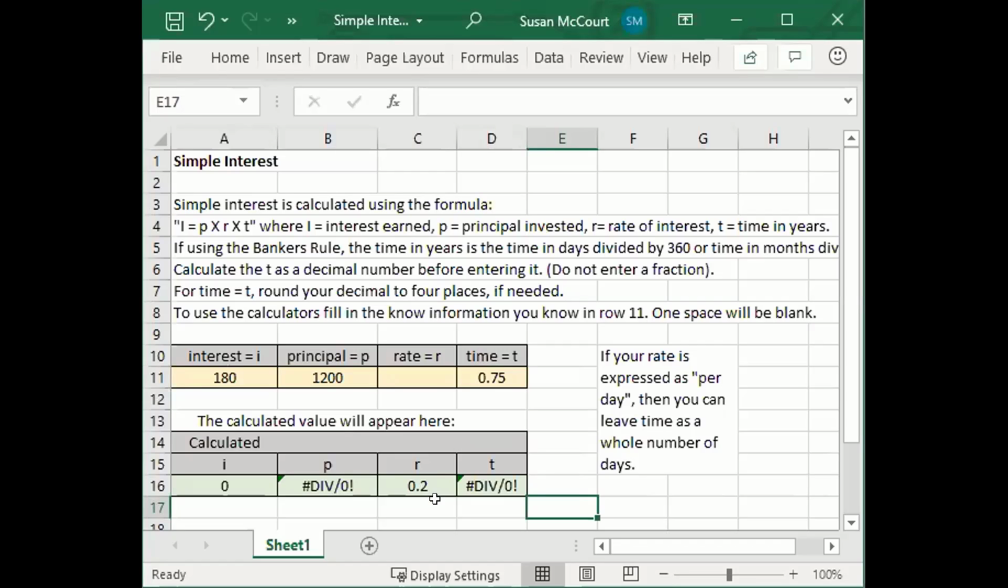So option 1 had an interest rate of 12.5%, and option 2 had an interest rate of 20%. 20% was higher, so option 2 was higher.